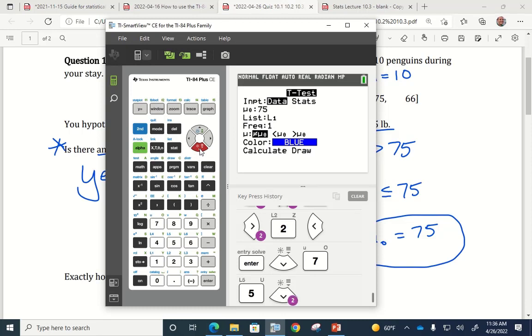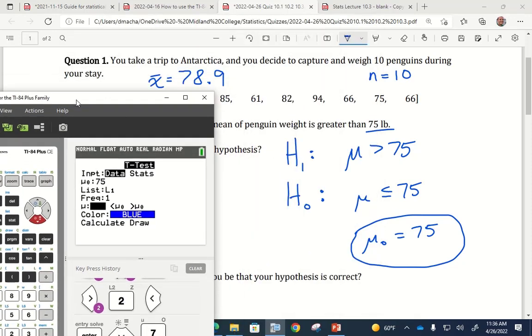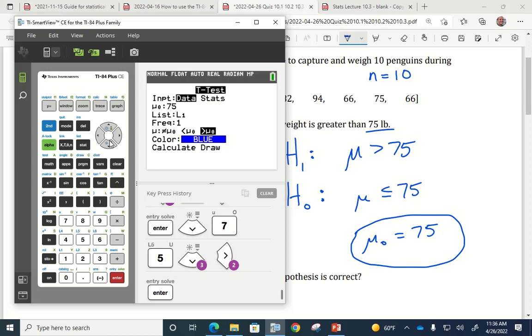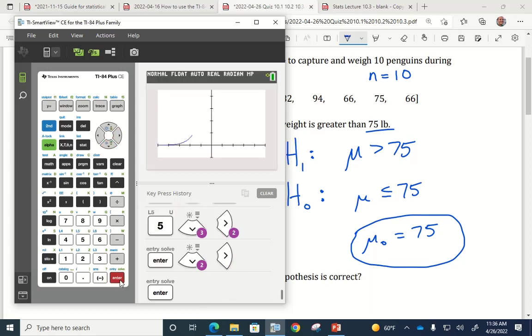My data is in list 1. I always leave 1 for frequency. The type of test I'm doing is, well, I'm trying to say that my alternative hypothesis has mu greater than 75. And so I'm going to highlight the little button on my calculator that says greater than mu naught because I want my alternative hypothesis to be mu greater than mu naught. So I select that and click enter. I'm going to leave the color as blue, and then I like to do the draw option because it helps me understand what's going on here.